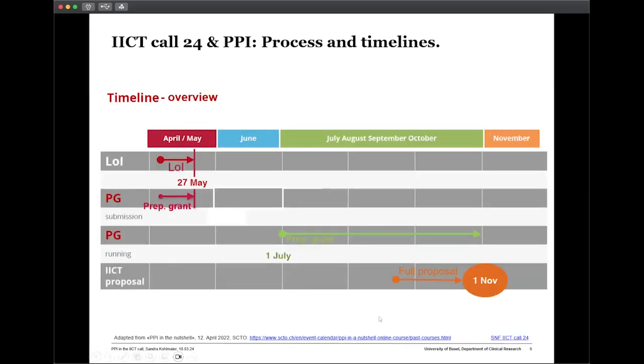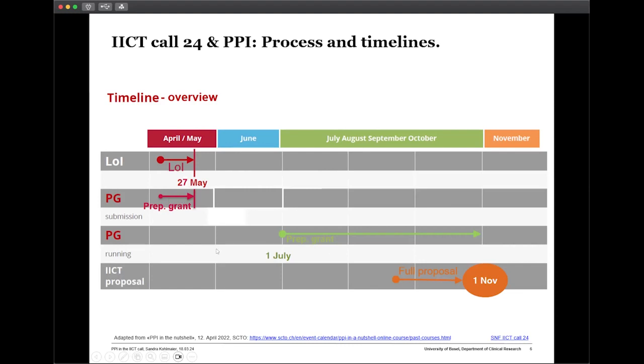Here, a quick overview about the timeline so that you can maybe have it a little bit more in your mind with a visual view. So here, as I said, 27th of May is your first deadline. There is for the letter of intent and preparatory grant. I will come back to that.